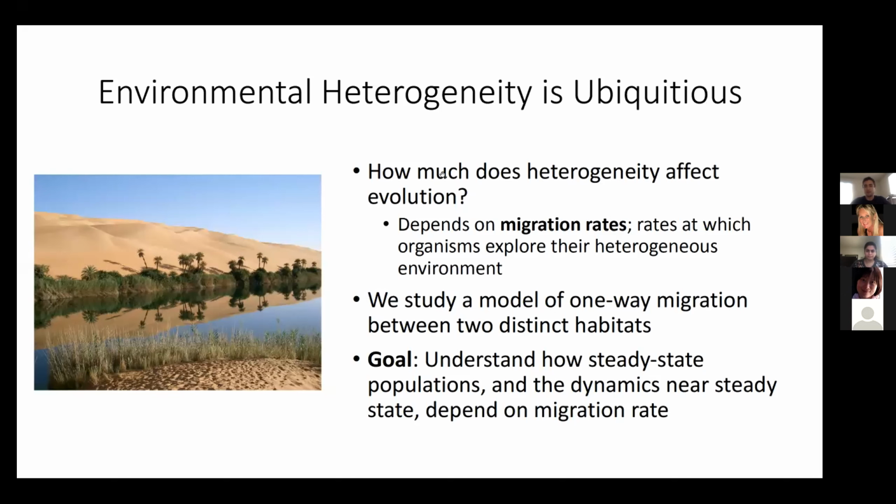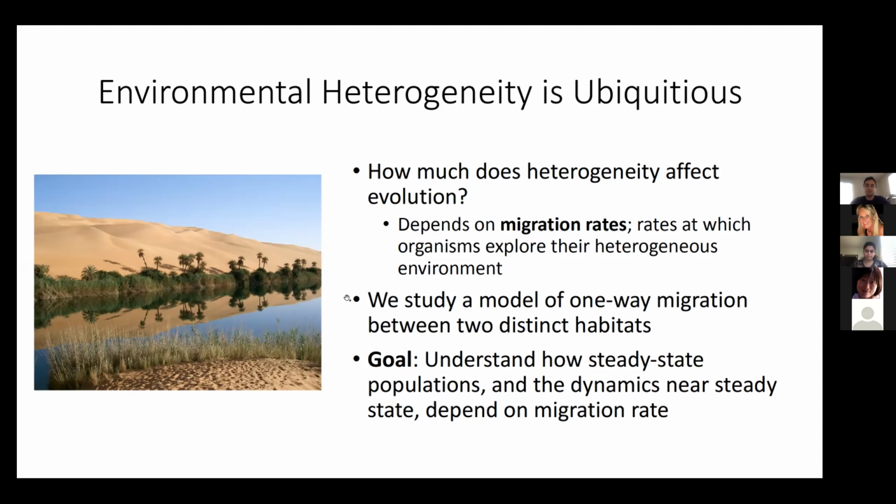And a question to ask is, how much does the heterogeneity of an environment affect the evolution of the organisms that live there? And I think it's clear that the answer to this depends on the migration rates of those organisms, meaning the rates at which those organisms explore their heterogeneous environment. So if you imagine a frog, which might go back and forth between the bushes and the water, it will face selection pressure from both of those environments and will need to be well adapted to both. But a fish in the river doesn't face any direct interaction with the desert, although it would interact with other organisms, which might interact with the desert.